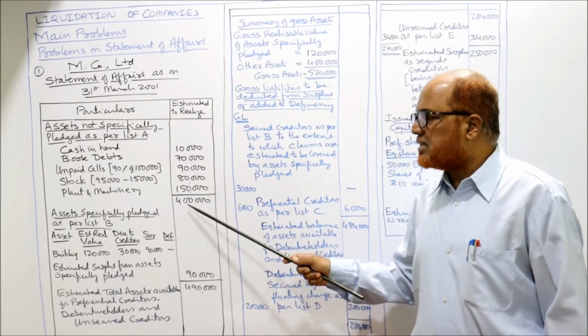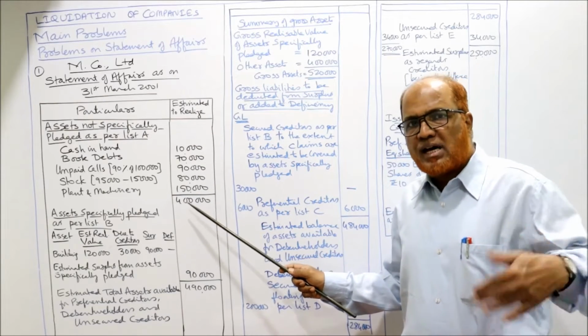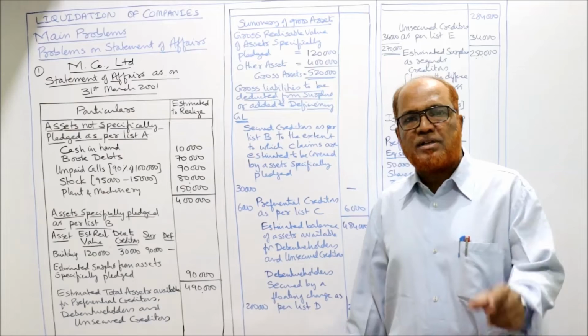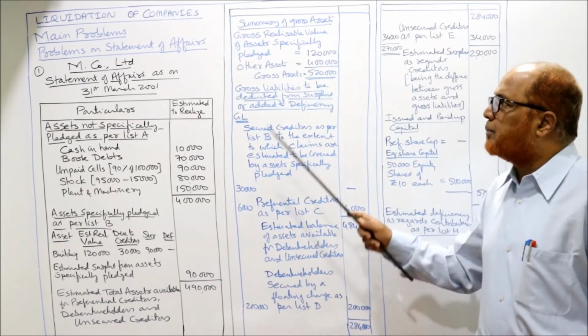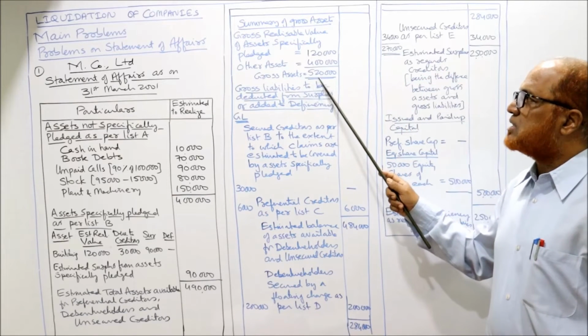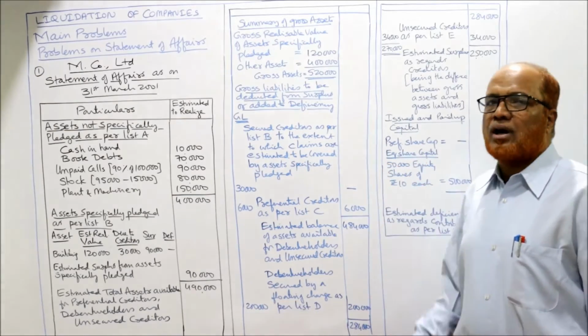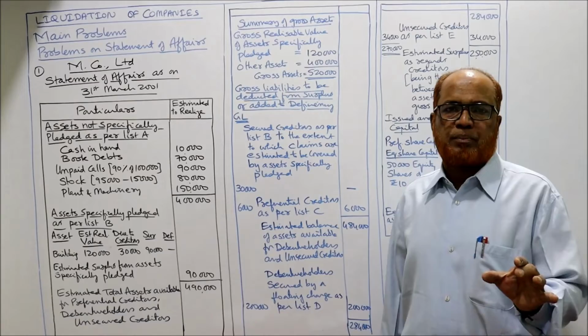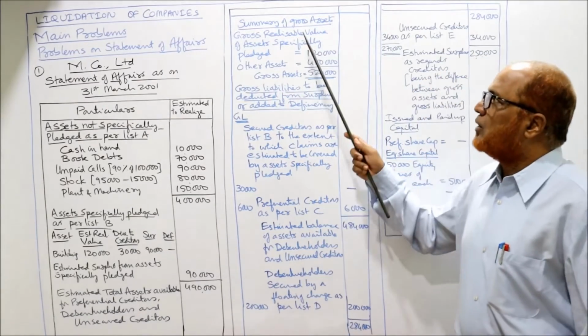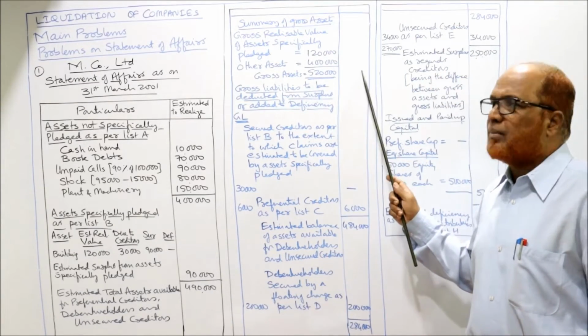This is the estimated realizable value. So 4 lakh rupees other assets, 1,20,000 rupees is the building asset specifically pledged. So total gross assets is 5,20,000. Don't take it in the column. It is only for our confirmation purpose, verification purpose. Verification के लिए हमको ये gross assets को मालूम करना है, column में नहीं लेना.